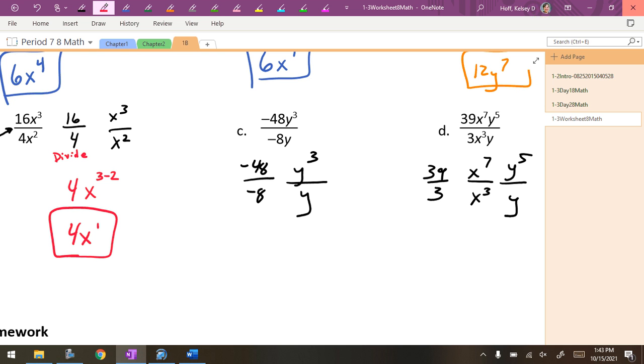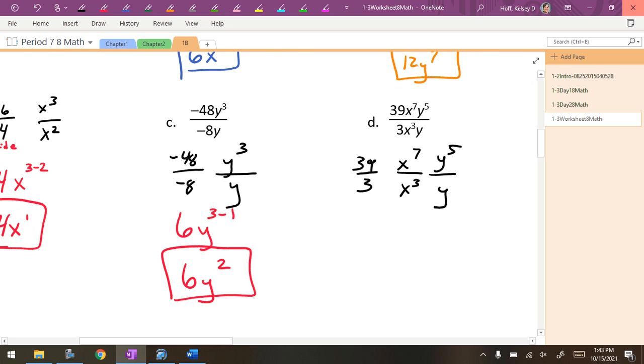The middle one, we actually want to divide. Negative 48 divided by negative 8 is positive or negative? Positive 6. Keep your base of y. What do you do to your exponents? Subtract 3 minus 1. Final answer, 6y to the second power.